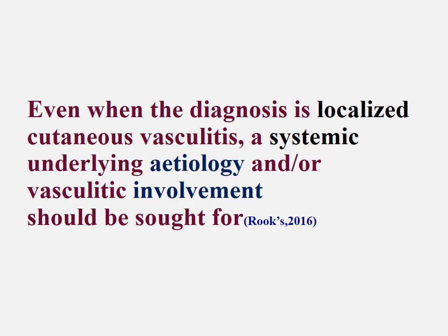Even when the diagnosis is localized cutaneous vasculitis, a systemic underlying etiology and/or vasculitic involvement should be sought for. This means what? I see the patient coming in a good general condition with cutaneous vasculitis. I should not ignore the possibility of having vasculitis affecting the internal organs like the lung, the kidney, or the mesentery. I should search for that.